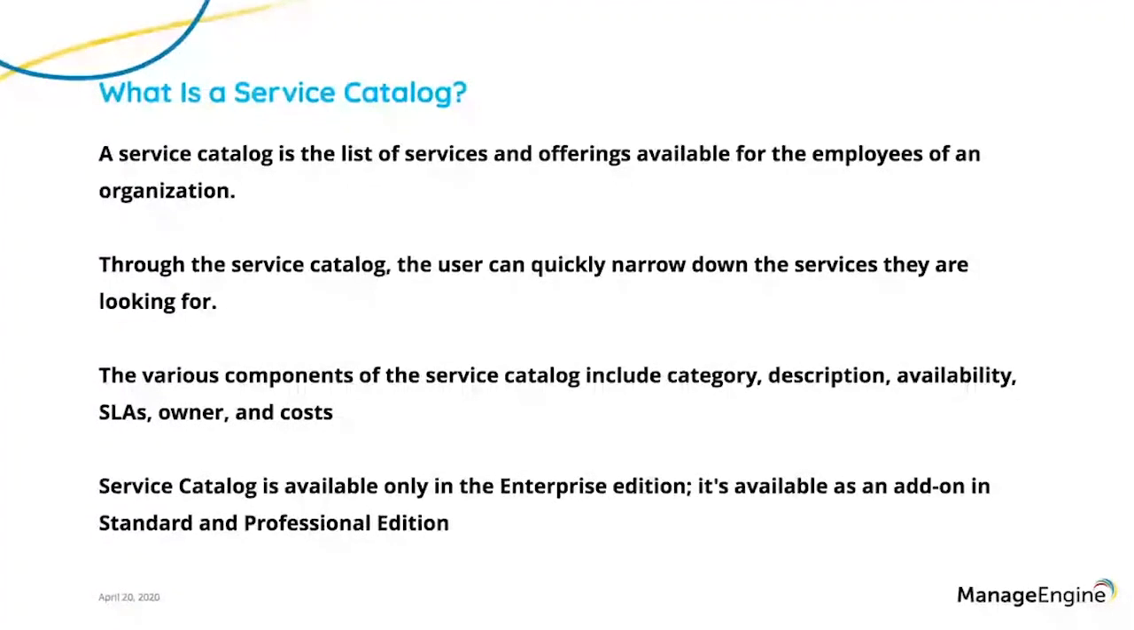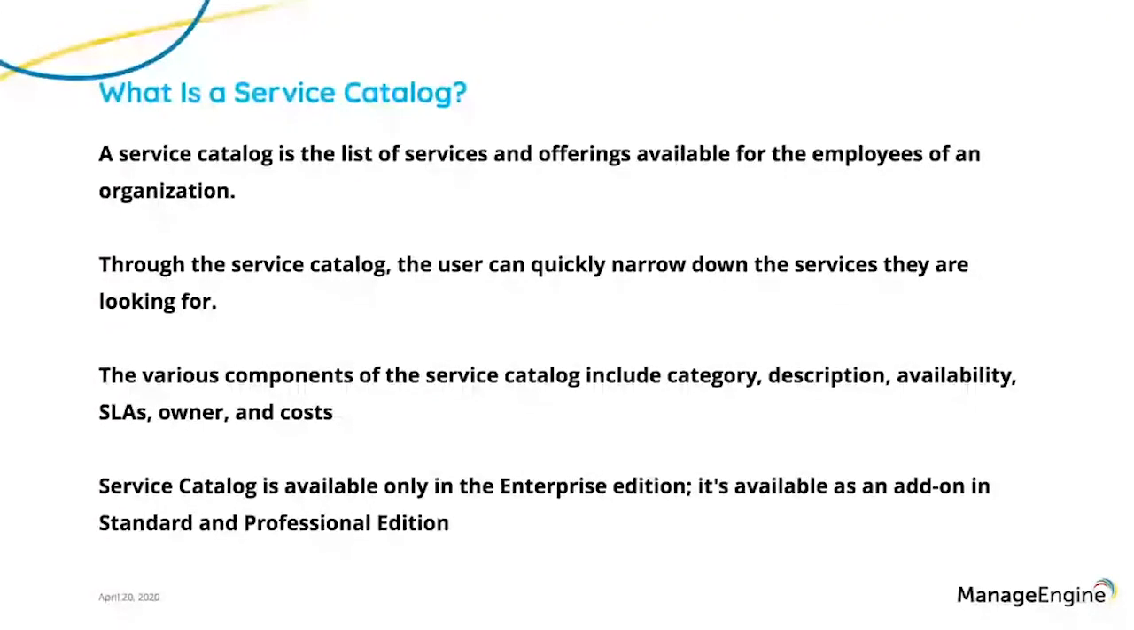So then moving on to the third aspect here, the service catalog. This is part of how elegantly you design your catalog. So there's category, description. We also talk about the availability, SLAs, and costs. Now, very importantly, a lot of you may have this question that I don't see a service catalog on my instance. Yes, because it is available by default if you have opted for an enterprise edition, and it is available as an add-on for your standard and professional edition.